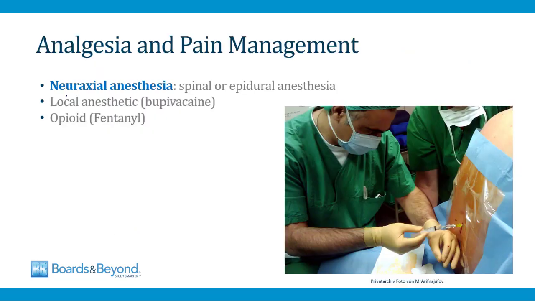Analgesia and pain management during labor and delivery is usually via neuraxial anesthesia. This refers to either spinal or epidural anesthesia. Drugs that are commonly used are local anesthetics, usually bupivacaine, and opioids like fentanyl. And I talk about all of these things in more detail in videos in the anesthesia section.